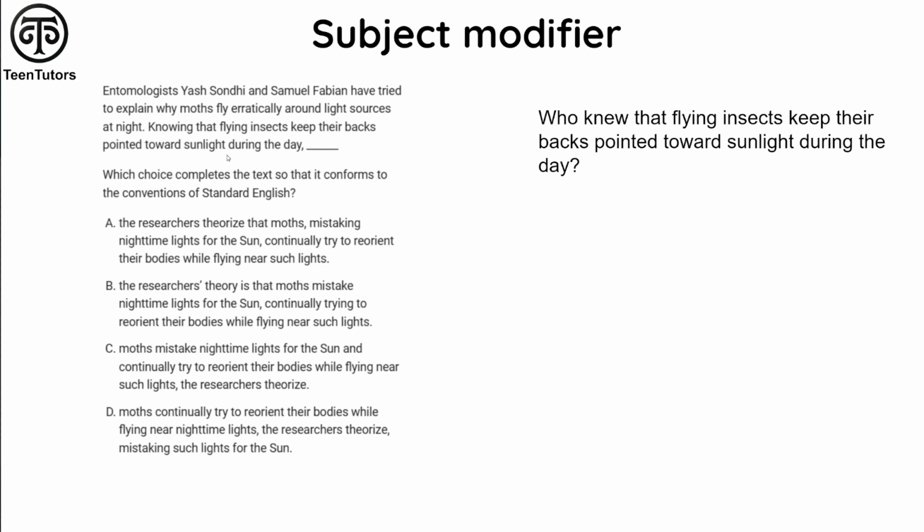We ask ourselves, what's the answer? And we look for that answer at the beginning of our answer choices. So it looks here like it's the researchers, right? It is the researchers that know that flying insects keep their backs pointed toward the sunlight. And so with subject modifier, here's what happens. This first part of the sentence is called the subject modifier, this first part that is before the blank.